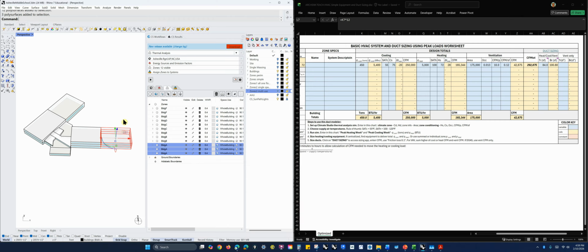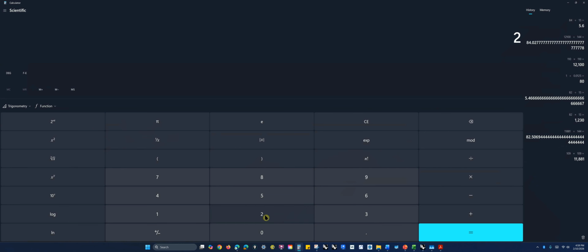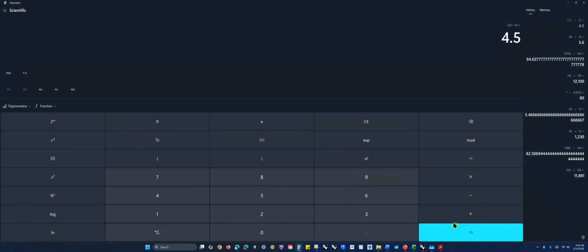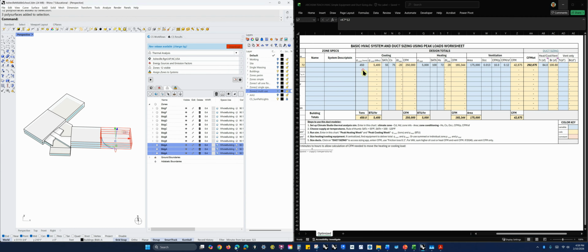So let's say I figured out that half of my square footage was apartments. So I'm going to divide that 450 there by 2, so I'm going to have 225. And then let's say I have 50 apartments. 225 divided by 50, that's 4.5 tons per apartment. And then I could use that here.